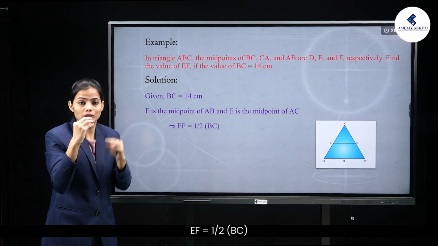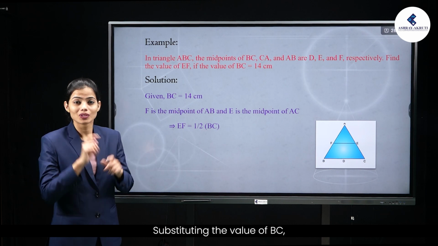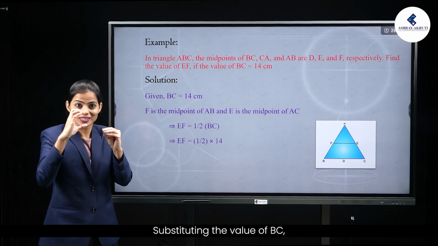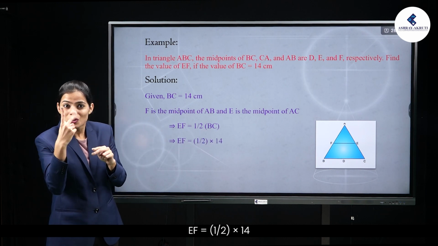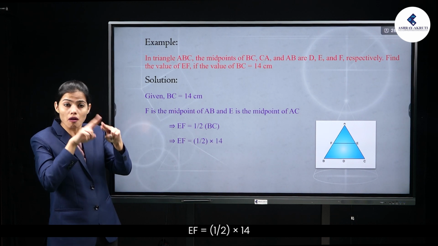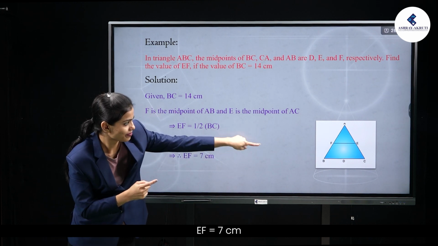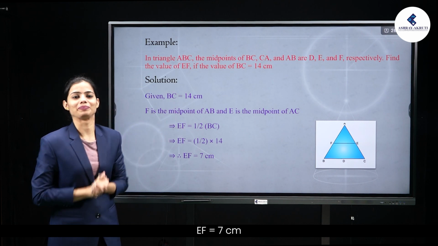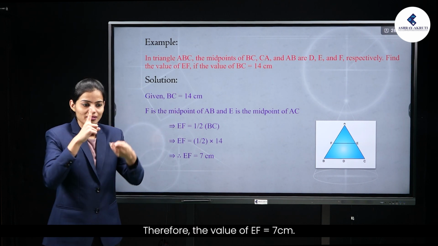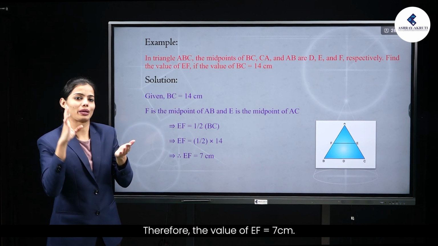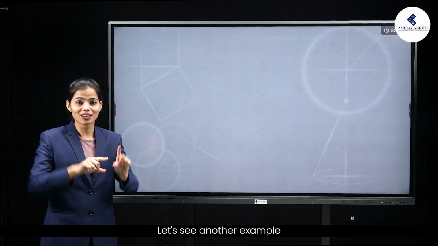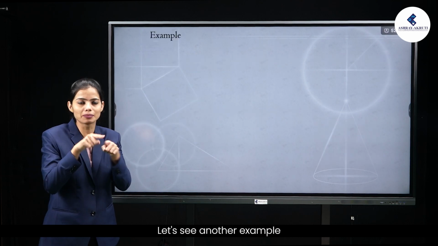EF is equal to half of BC. Substituting the value of BC, EF is equal to half into 14, EF is equal to 7 centimeters. Therefore, the value of EF is equal to 7 centimeters. Let us see another example.